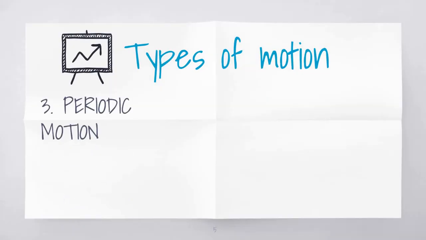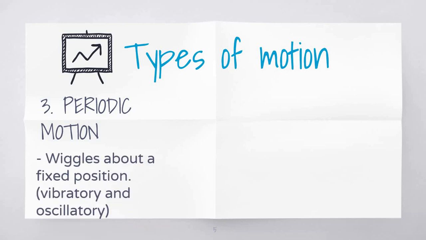Alright, and the last one would be periodic motion. Periodic motion happens when a body wiggles about a fixed position, or vibrates or oscillates about a fixed position. Definitely it won't budge, or try to move into another position, but just wiggles on that fixed position. So what are the most excellent examples of periodic motion?